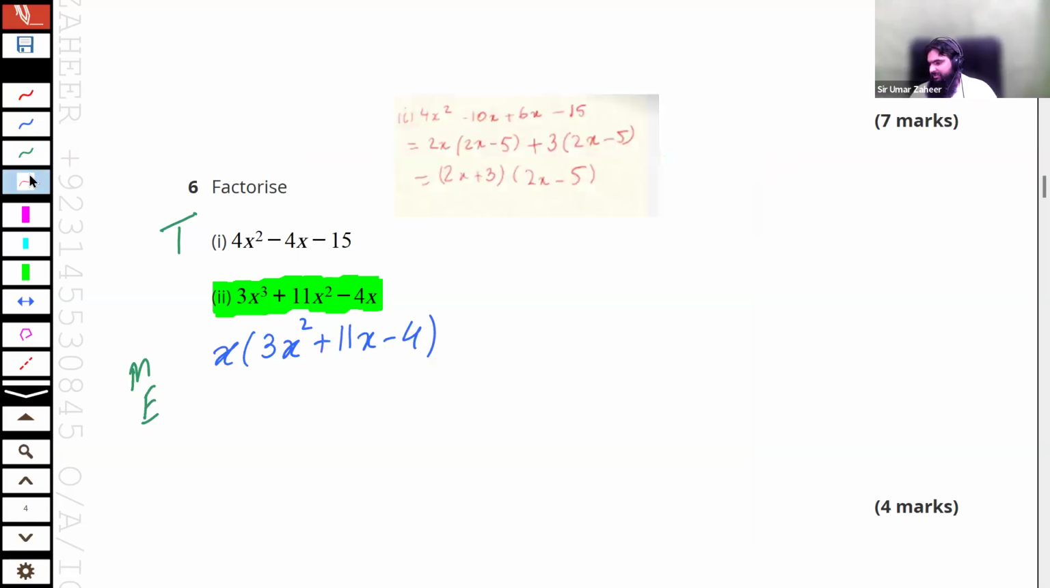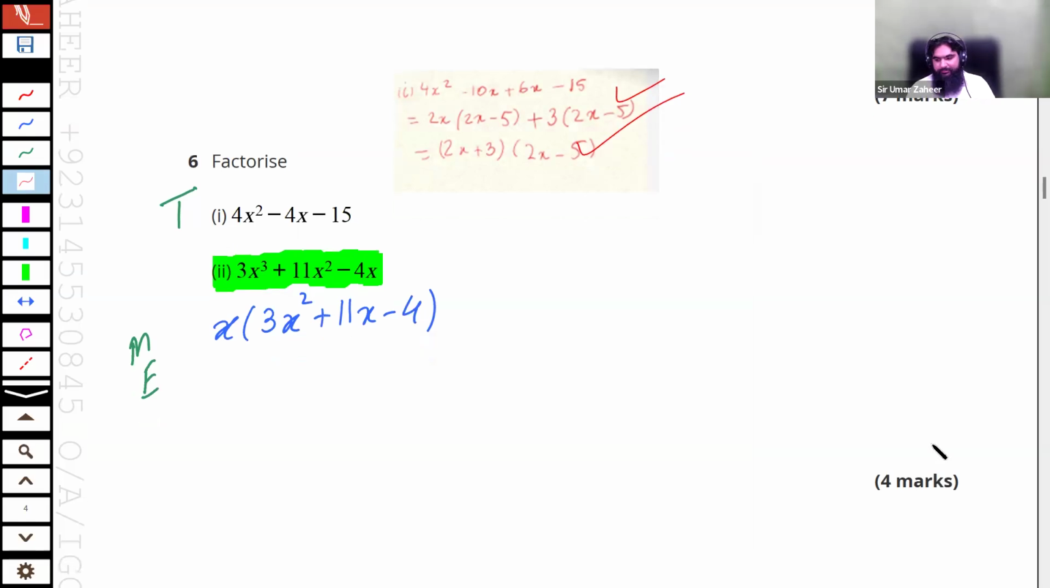Okay, we have 4x squared minus 10x plus 6x minus 15. 2x is common: 2x(2x minus 5) plus 3 is common, (2x minus 5). So it is (2x plus 3)(2x minus 5). Yeah, that's good. Yes, Mustafa, Ishal, please send the second part.